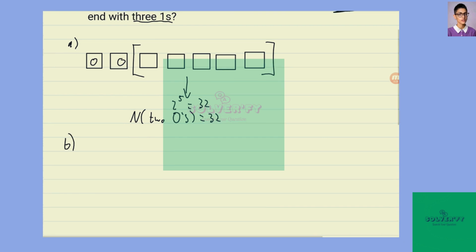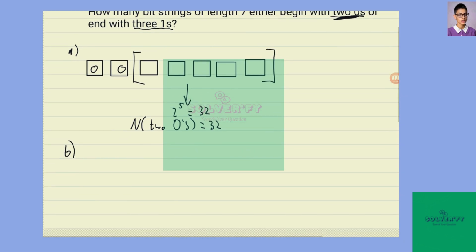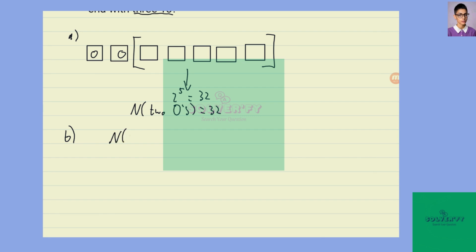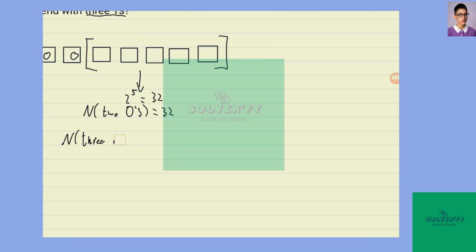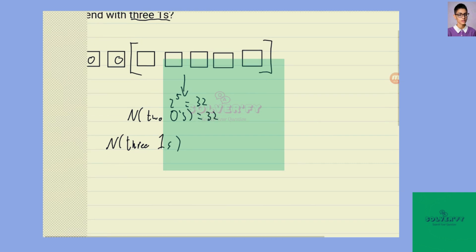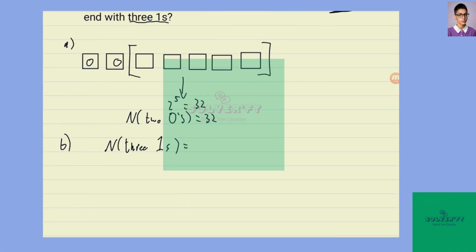Then you need to figure out, same thing, ending with 3 ones instead. So we can figure that out pretty quickly. The number of bit strings ending with 3 ones. In that case, these last 3 boxes are filled. We need to figure out what's going into the remaining 4. So we'll have 2 to the power of 4 different possibilities, and that is going to be 16.